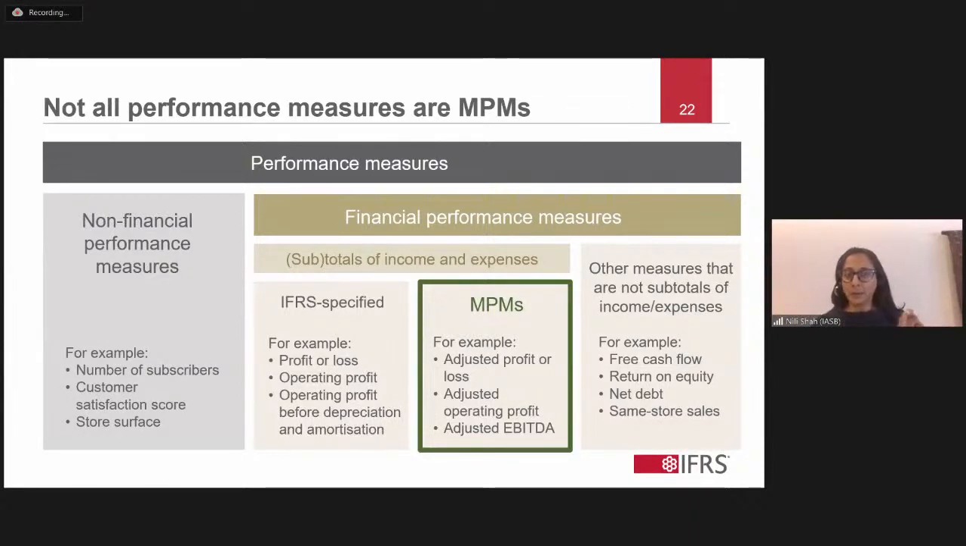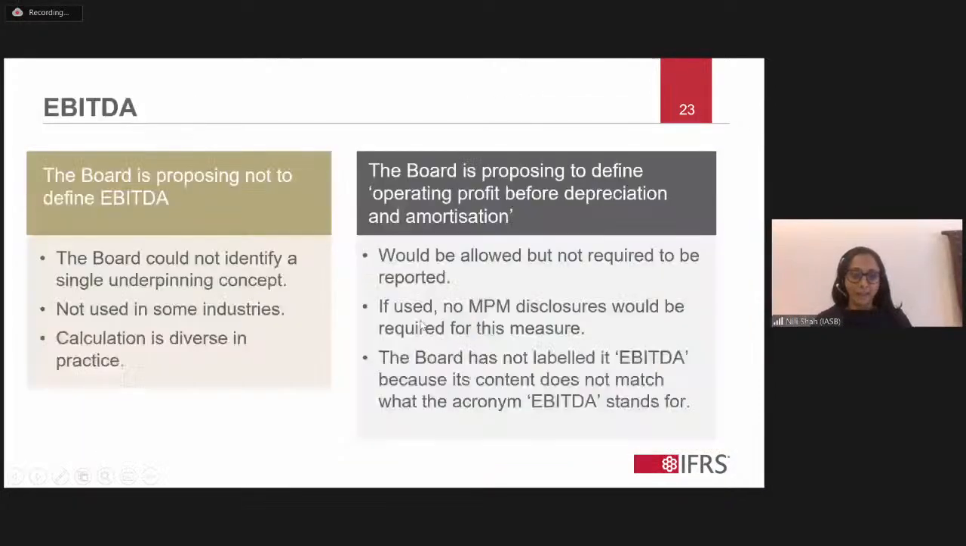So that's the background on what a management performance measure is. In a minute, I will go into the disclosures that the board is proposing to require around these MPMs. But before I do that, if we could move on to the next slide, I wanted to spend just a minute on EBITDA. This is an area where we receive a number of questions on the proposals.